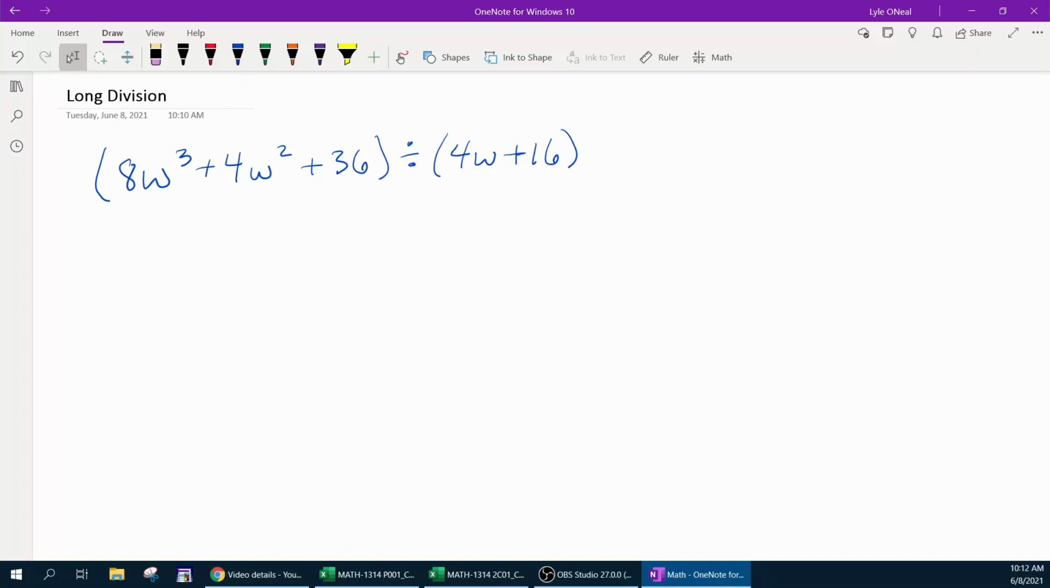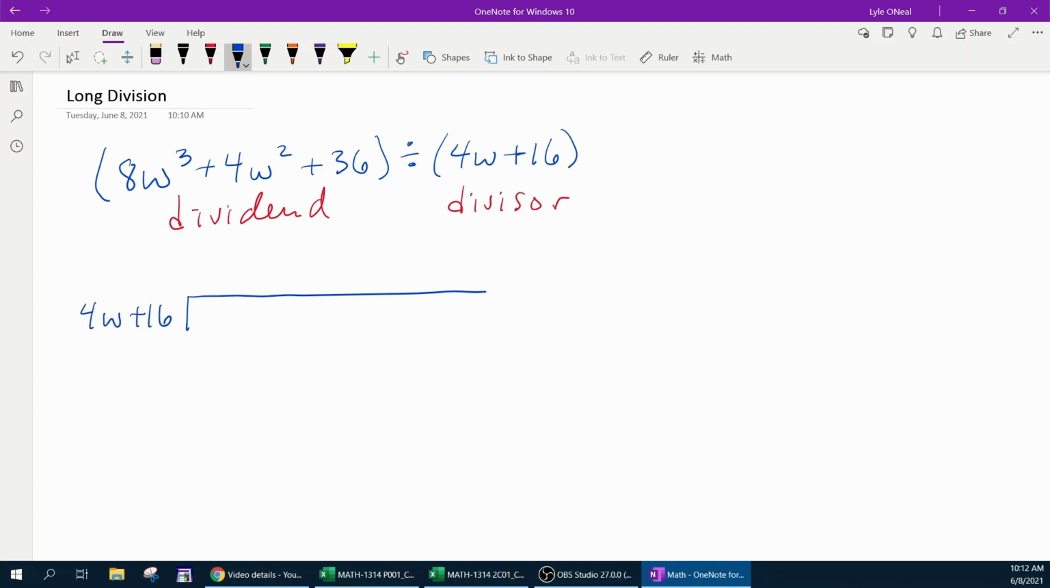All right, in this example, we're going to cover long division. Here we have a problem. The first part here that's being divided by 4w plus 16 is called the dividend, and the other part is the divisor. When you set up a long division problem, the divisor goes out front, and the dividend goes underneath the bar.